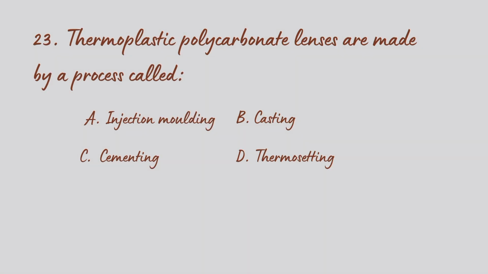Next question. Thermoplastic polycarbonate lenses are made by a process called option A, injection molding, option B, casting, option C, cementing, and option D, thermosetting. Correct answer is option A, injection molding.